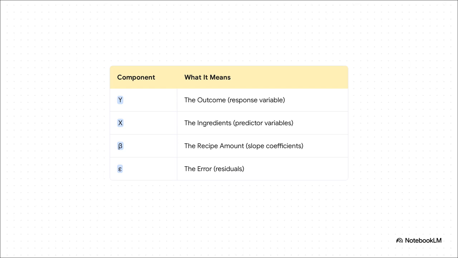The beta symbols, now these are the most important part. They're the amounts in the recipe, telling us the exact impact of each ingredient. And that little epsilon guy at the end, that's just the recipe's way of saying, hey, no prediction is ever going to be perfect. It's that small, unavoidable difference between our prediction and what happens in the real world.